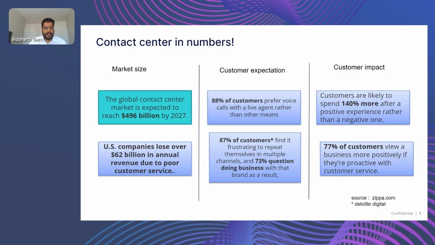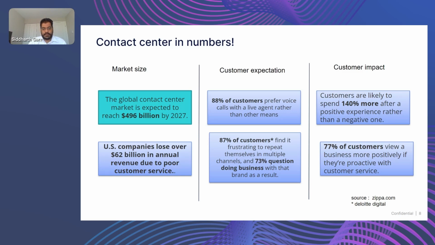So we see the contact center market is expected to reach nearly $500 billion by 2027. US companies lose over $62 billion in annual revenue due to poor customer service. So it's a huge chunk. Even if you are able to use some of the techniques, you can leverage nearly 10%. That comes around $6 billion, and it's a huge chunk of money. So it really matters. 88% of customers prefer voice calls with a live agent rather than other means.